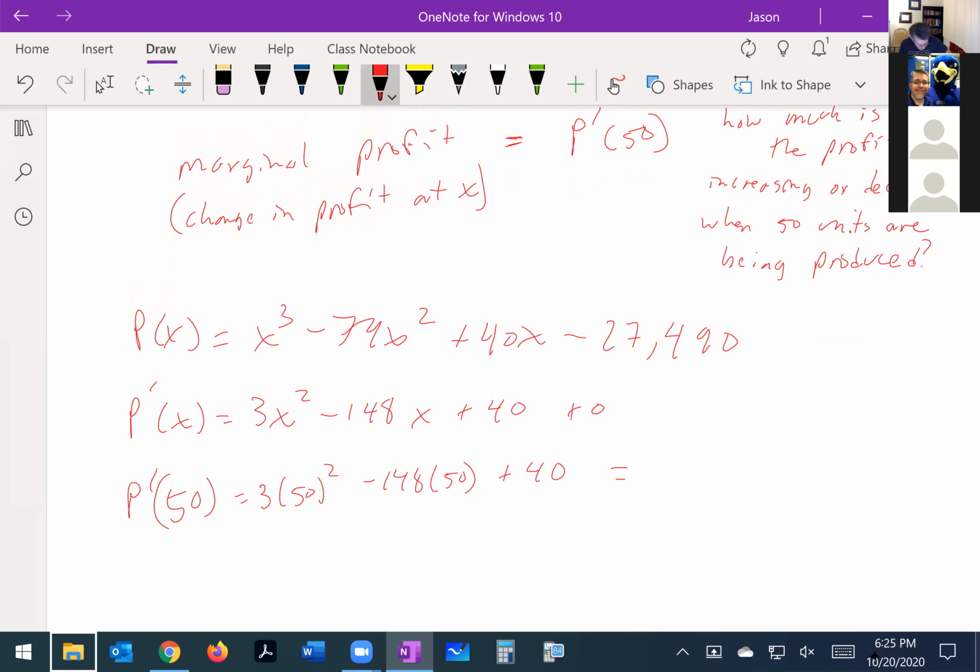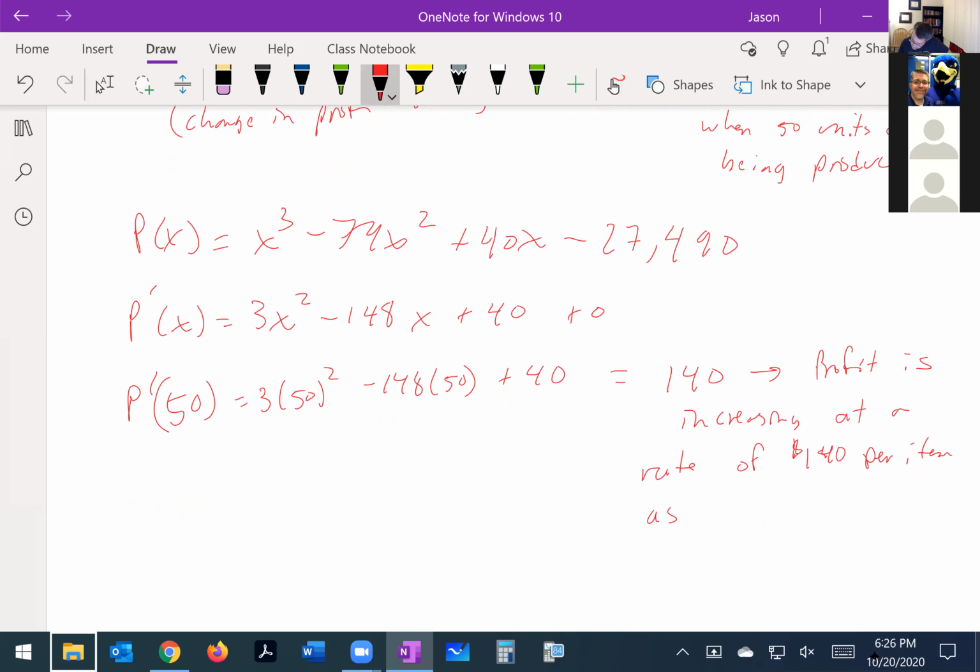Plug in 50. So 3 times 50 squared minus 148 times 50 plus 40. If I plug that into a calculator, I get 140. So what does this tell me? This tells me that my profit is increasing at a rate of $140 per item when 50 units have been sold.